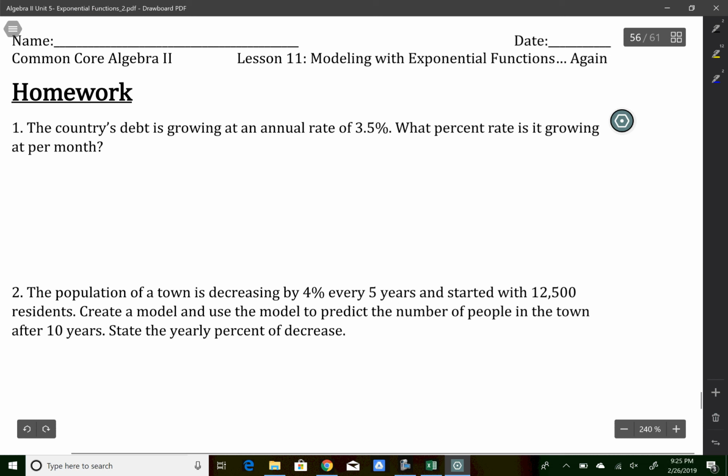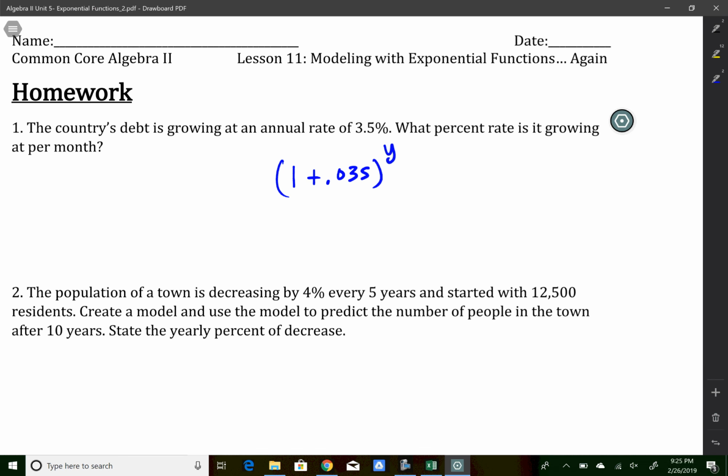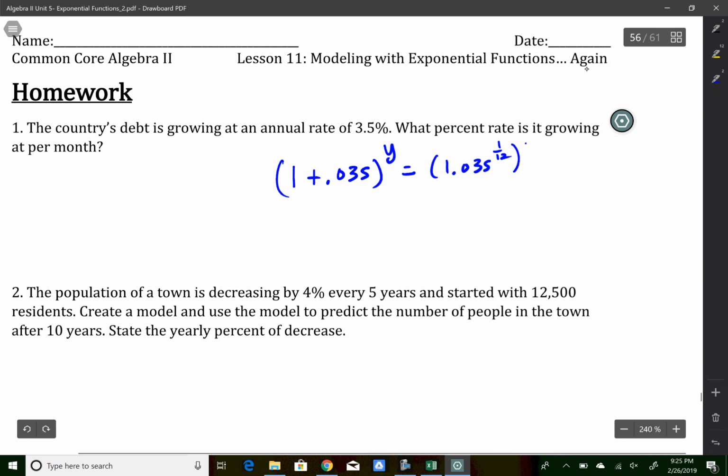All right, moving on to the homework, all right? So number 1 says the debt is growing at an annual rate of 3.5%. What's the percent for it growing per month? So if I take the yearly rate and add it to 1, that's going to be to the number of years. If I want to change that to months, I would do 1/12 inside and 12 times the number of years on the outside.